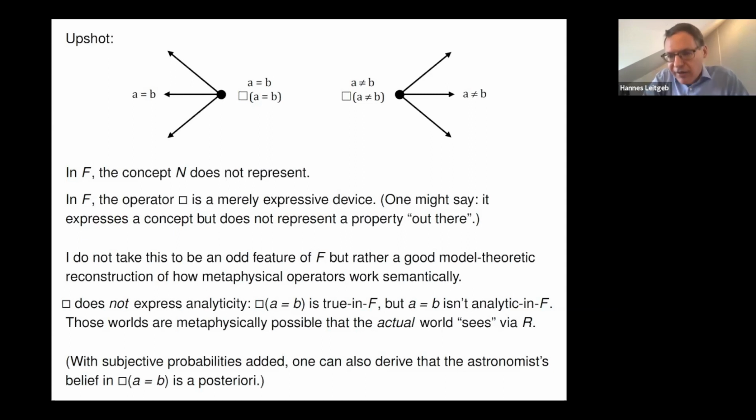But still, box is a merely expressive device, okay? And now I could beef that up, and I can in the Q&A if you're interested in that. So if I now add subjective probabilities and so on, I can even reconstruct Kripke's additional claim that the astronomers' belief in box A equals B is a posteriori, okay? So I can reconstruct in my framework all the Kripkean claims, and to the best I can see, all the claims that he makes, say, in Naming and Necessity, okay? So all of that can be reconstructed in a framework like that. And still, the box operator is a merely expressive device in the framework.